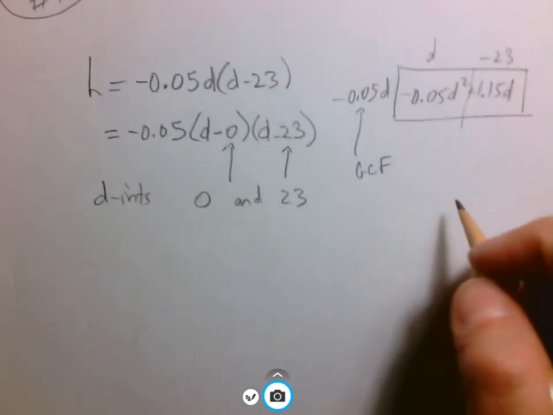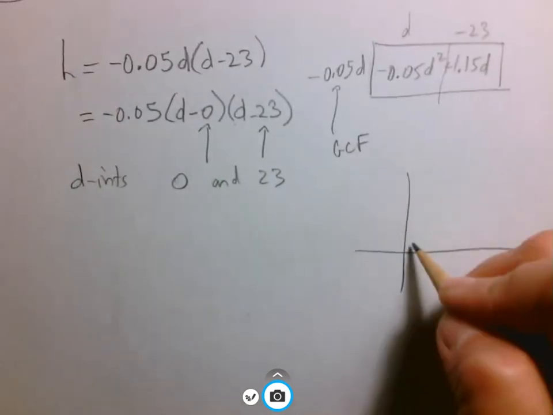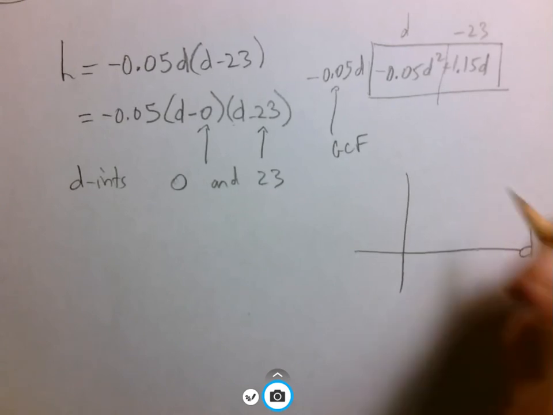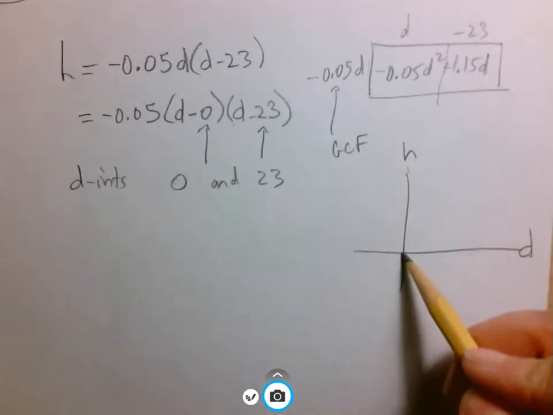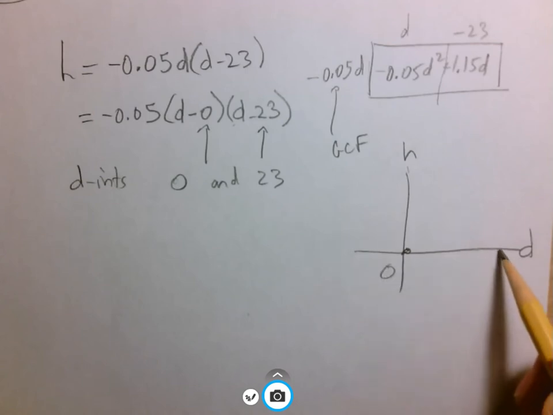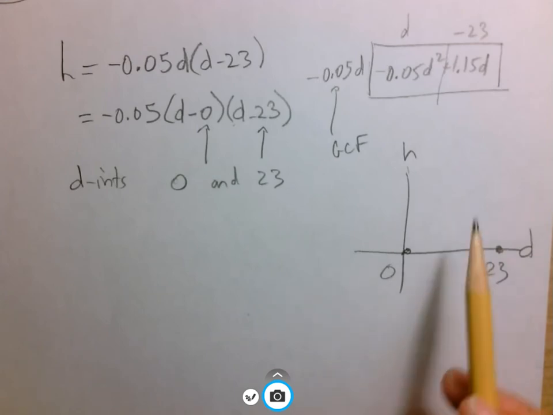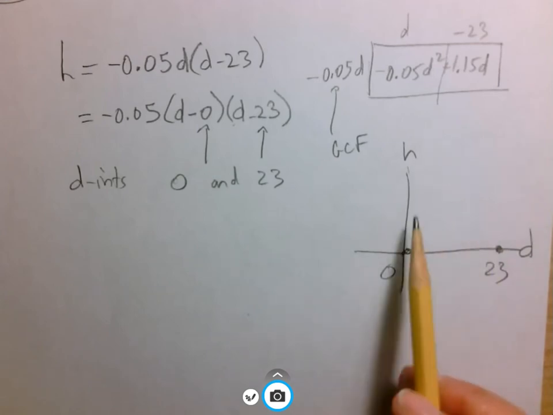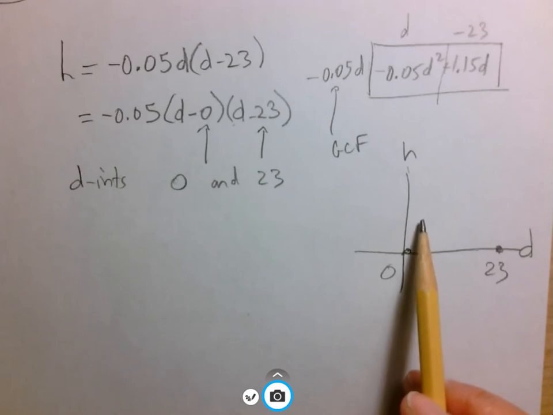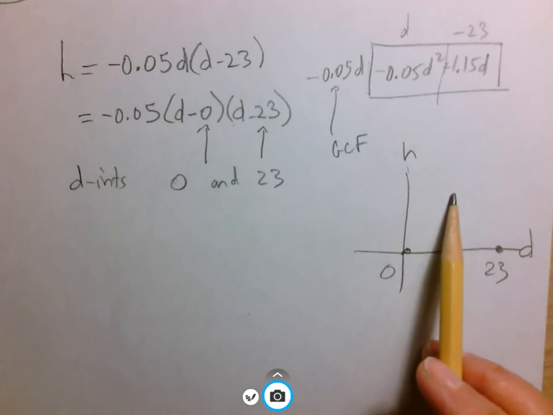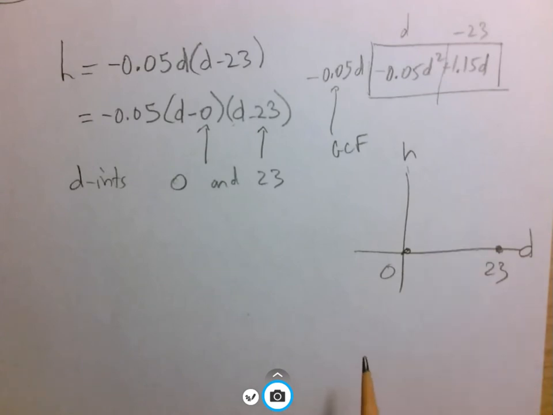All right, so I'm going to start my sketch. Here he is. This is d, and this is his height. He's jumping from 0, and he's going to land at 23 meters from the ramp. So his vertex should be somewhere up here. The next part of the question is asking what is his maximum height? That's asking us for the vertex. Maximum height happens at the vertex.